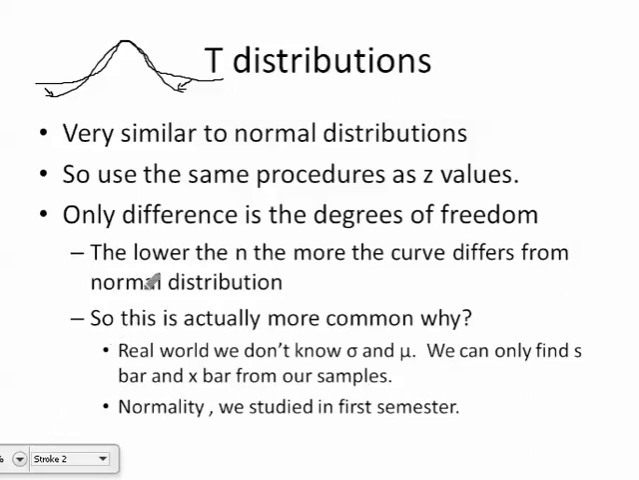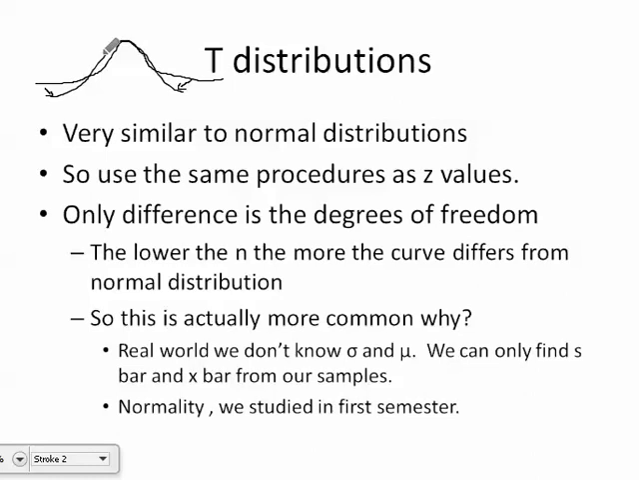But this is actually a lot more common than the z distributions, the ones we were doing with the normal curve. Why? Because in those we had to know the sigma and the mean to make it actually work, and that's of the entire population. In actuality, we can only find s and x bar. Those are the sample information that we've got. Then we can make estimates for mu and sigma, but they're only estimates. They're not really there. So one of the requirements here is that we do have normality.